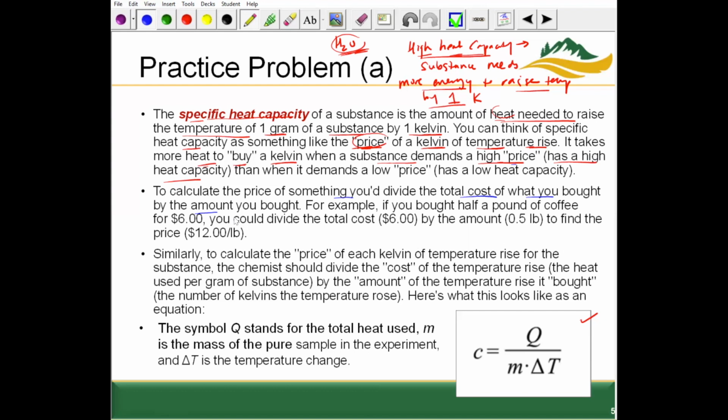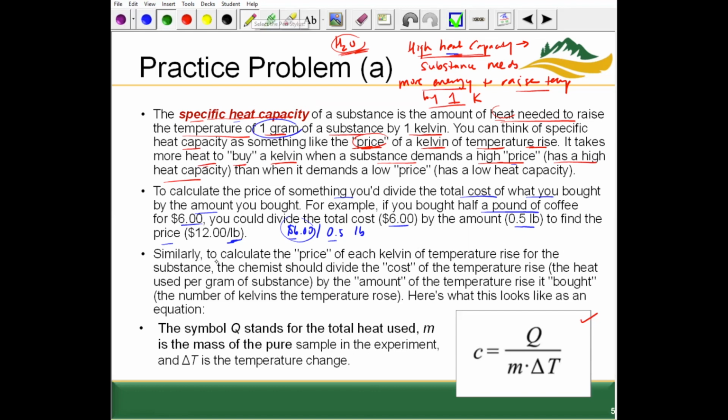For example, if you bought half a pound of coffee for $6, you could divide the total cost, $6, by the amount, 0.5 pounds, to find the price per pound, right? So we took $6, that bought us just 0.5 pounds. Then taking this divided by this tells us how much we needed per 1 pound, or, for the specific heat capacity case, how much heat we need per 1 gram of the substance.